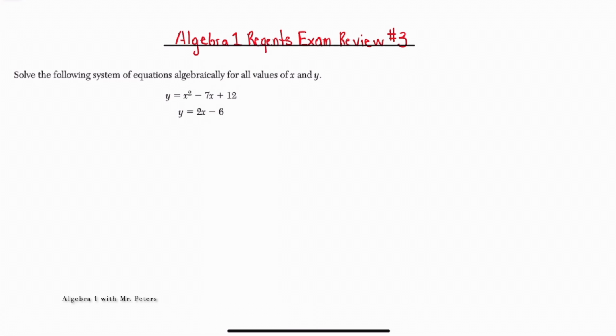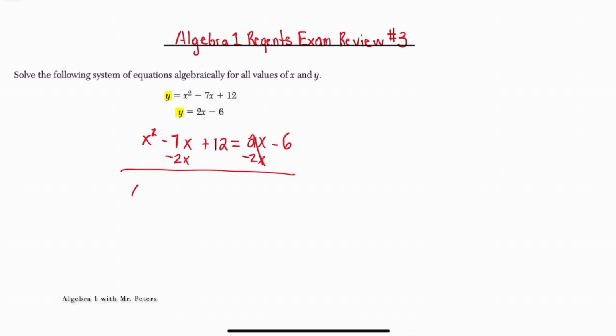Let's get started. In the first example, they give us a system of quadratic and linear equations, and we could solve this by using substitution. So what we're going to do is set both of these equations equal to each other, and then we're going to see if we could factor or use the quadratic formula to determine what the x is.